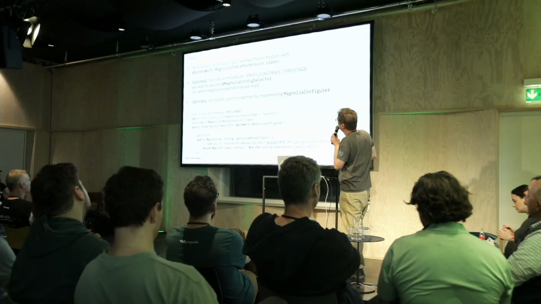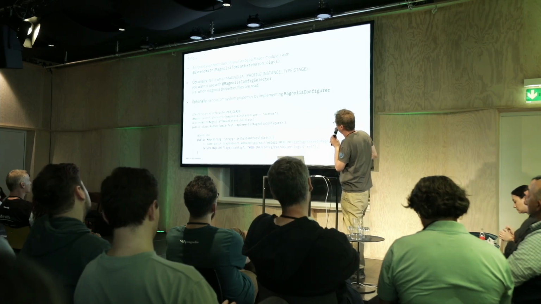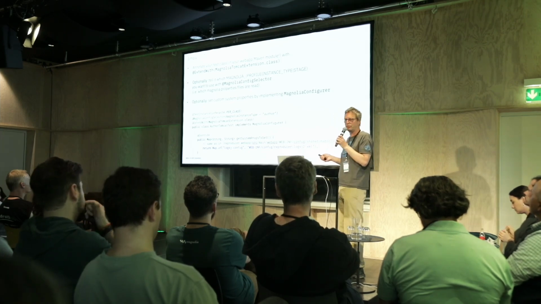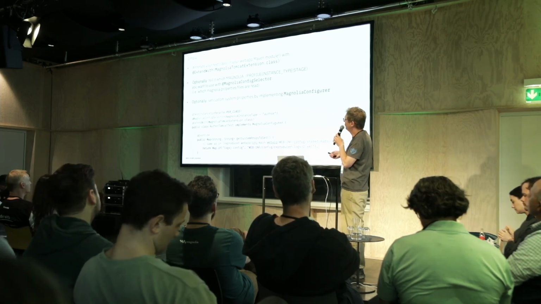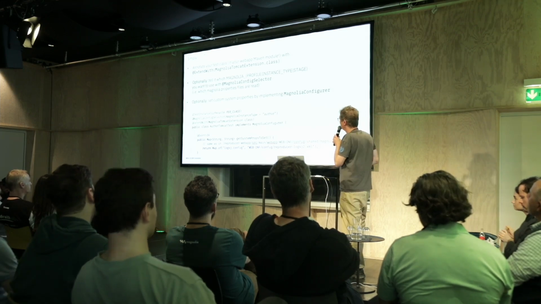And you can select which Magnolia profile or instance type or stage that is by providing parameters to this annotation, like Magnolia config selector. Effectively you tell it which Magnolia properties files will be read that you have in your project.